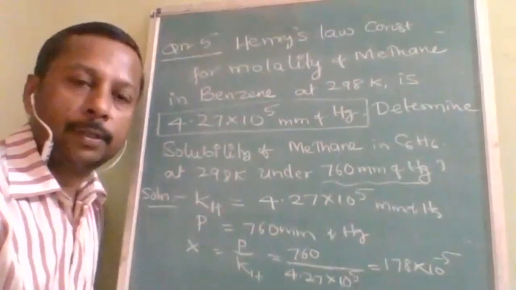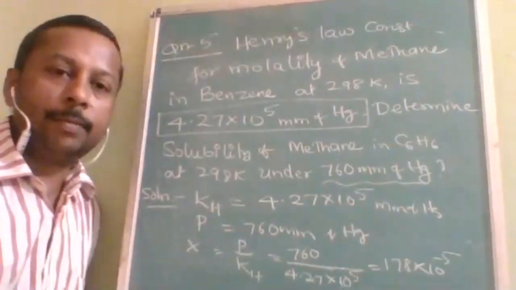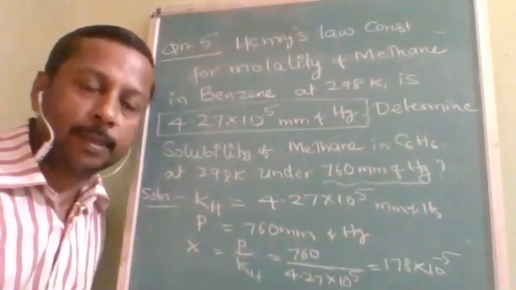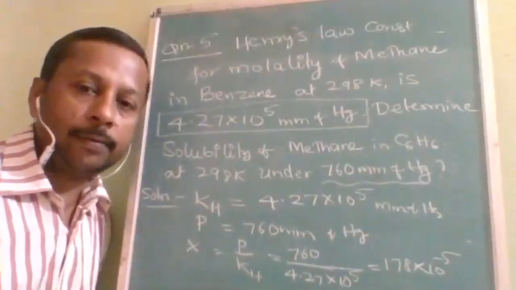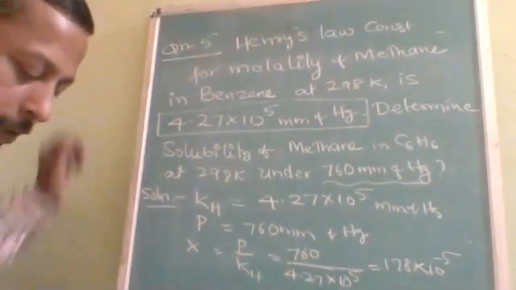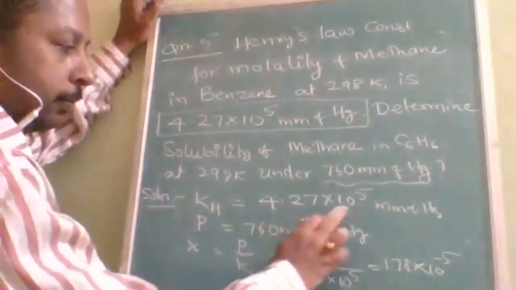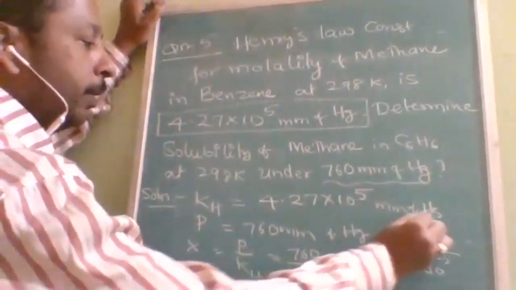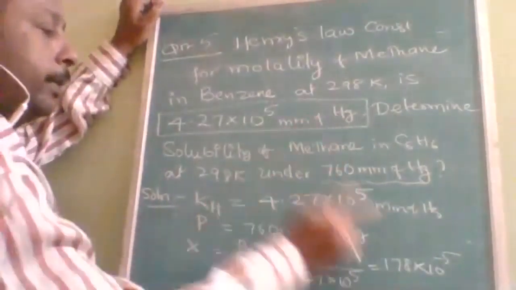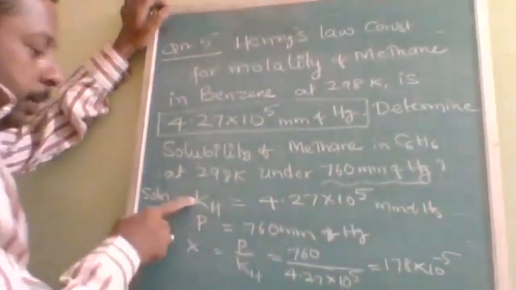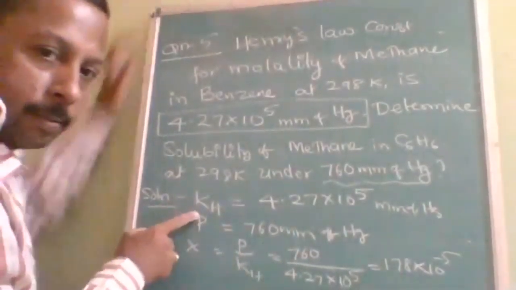This question was appearing very difficult, but if you see the solution, it is very easy. I think all of you must have solved it and checked with the answer. Here KH is given as 4.27 into 10 to the power of 5 mm of Hg. Units are most important, and you have to make sure that these two units must be the same.